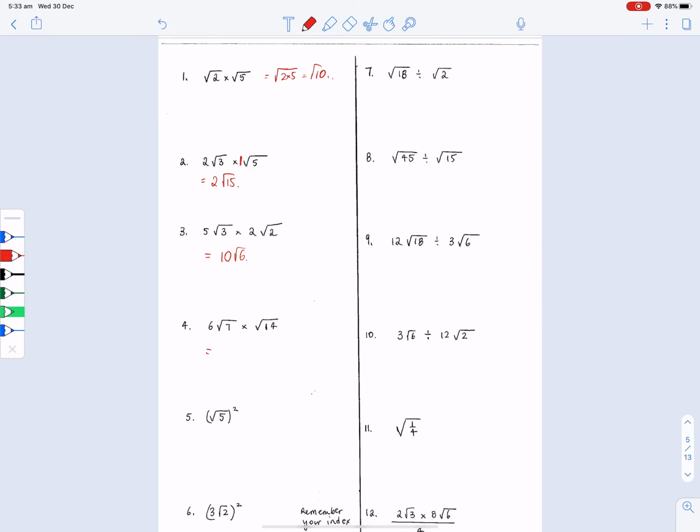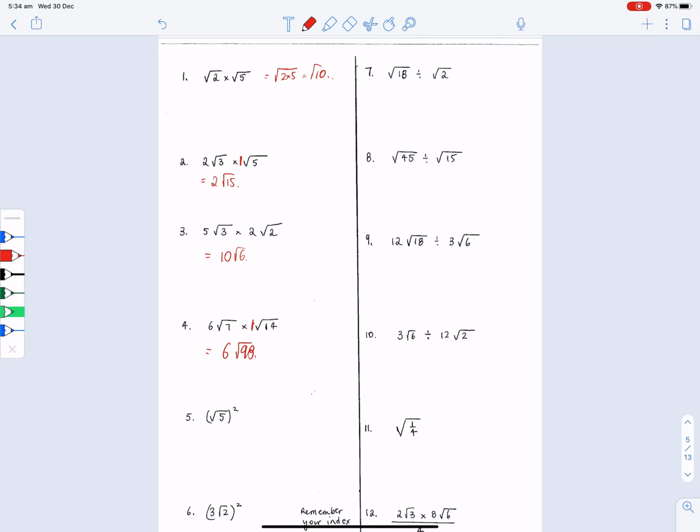Question 4. Put a little 1 there. 6 times 1 is 6. And 7 times 14 is 98. So 6 root 98.